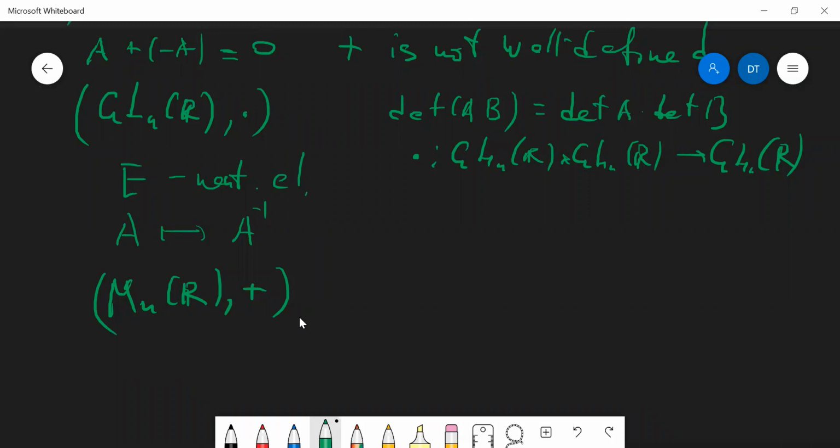Okay. So, now, first of all, the operation is well defined. The sum of any pair of matrices is again a matrix. The neutral element is 0, and the inverse element is -A for each matrix A. And the operation is associative.